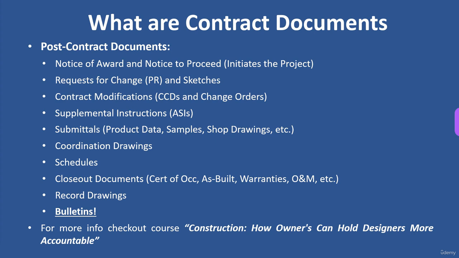So then you have post contract documents. The last slide talked about all the things that you prepare going through the bidding process. Okay, now you picked a contractor. Now you have post contract documents. So I broke them up so you can understand before and after. So now you're going to award the contract. We talked about this in the first kickoff part, where you have a notice of award and your notice to proceed that initiates the project. Then, as you're going through the project, if things change, you might have a request for change, otherwise known as a proposal request, and any sketches that go with it. Those will then morph into contract modifications, where you have CCDs and change orders, and I'll get into that a little bit more.